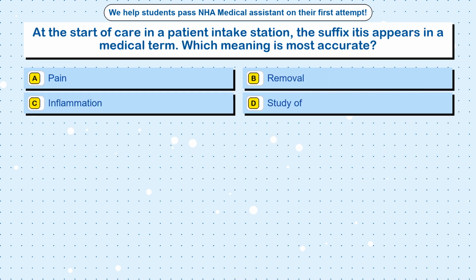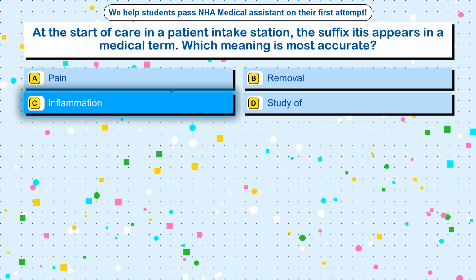Question 17. At the start of care in a patient intake station, the suffix itis appears in a medical term. Which meaning is most accurate? Option A, pain. Option B, removal. Option C, inflammation. Option D, study of. The correct answer is option C, inflammation.